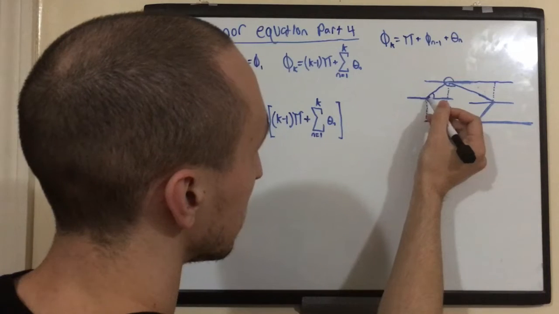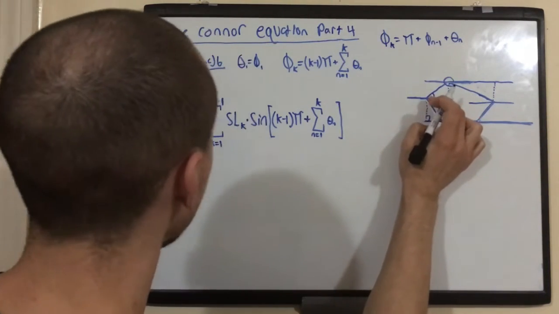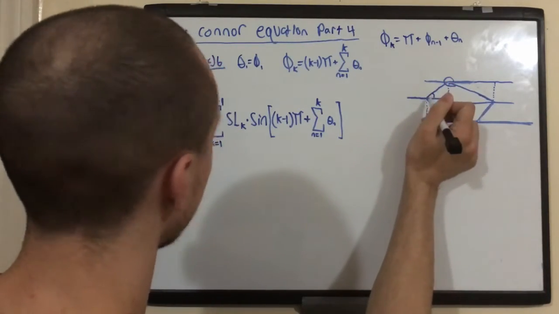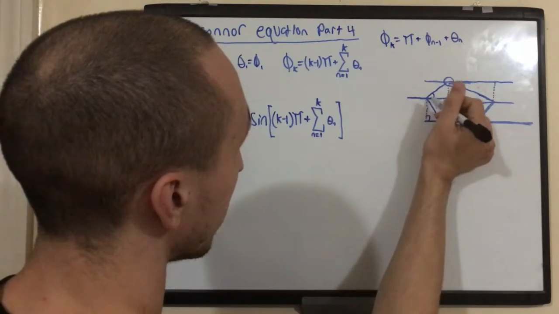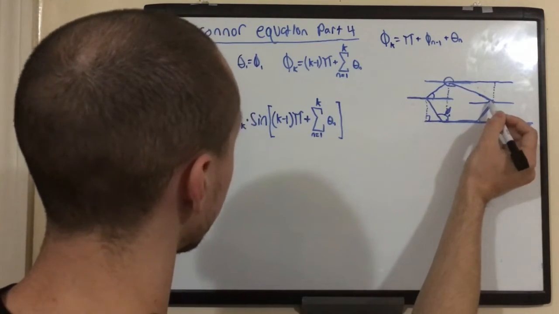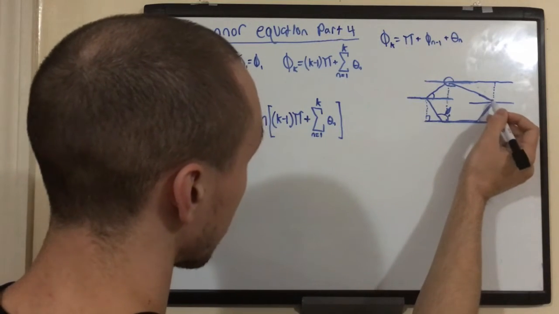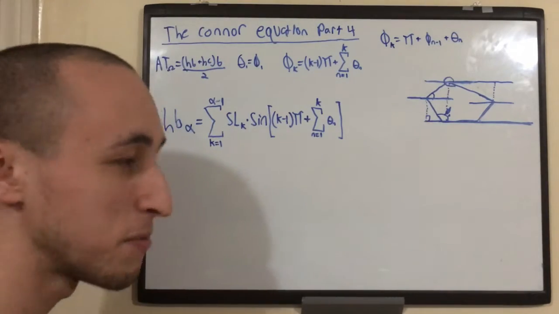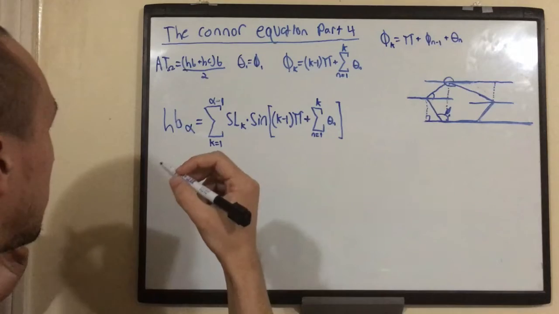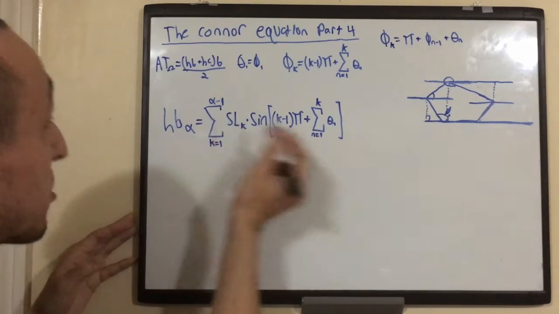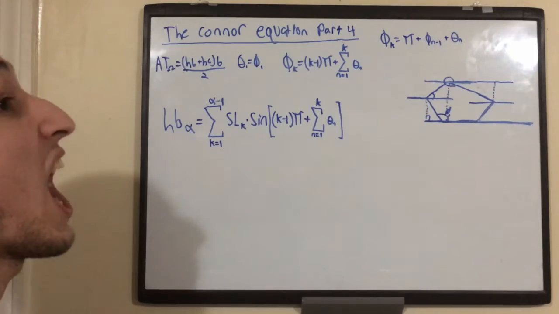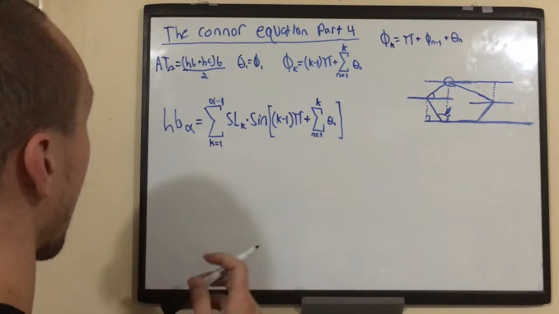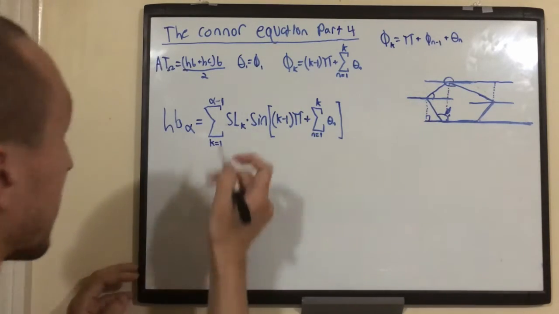So for SL2, HB is just HC1. HB2 is just HC1, and HB3 is just going to equal HC2. That's the way it works. HB is just what the HC of the previous side was. HB is the previous HC. That's why we do alpha -1.